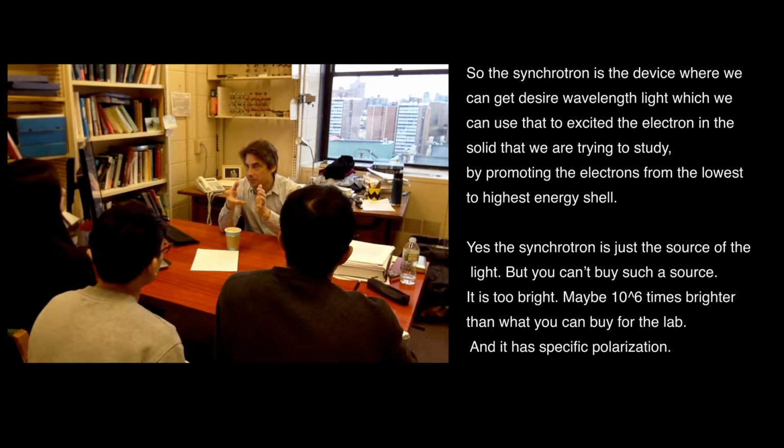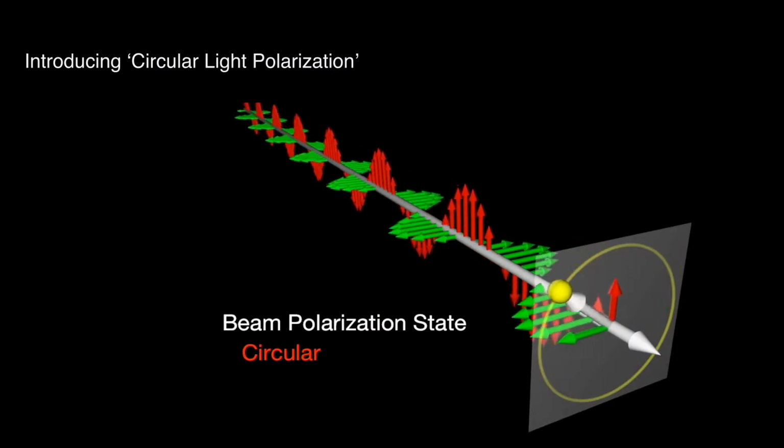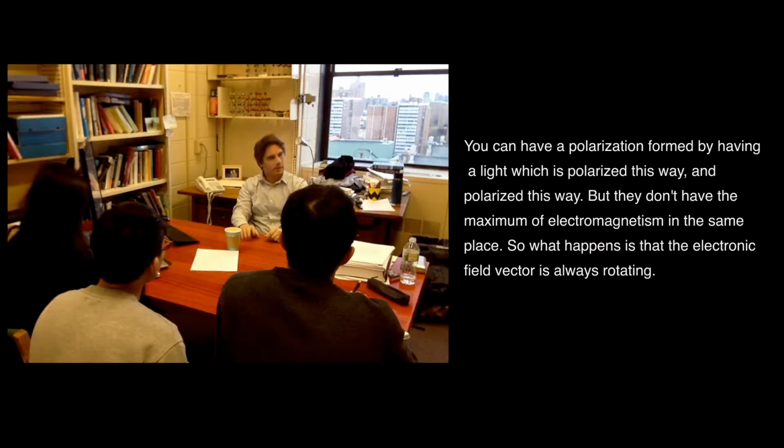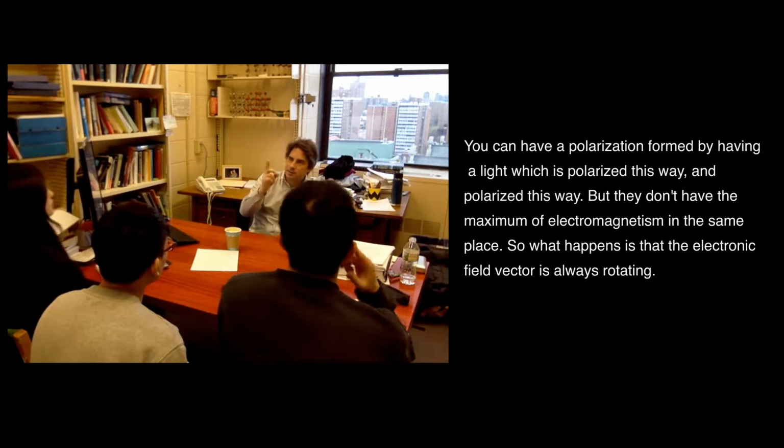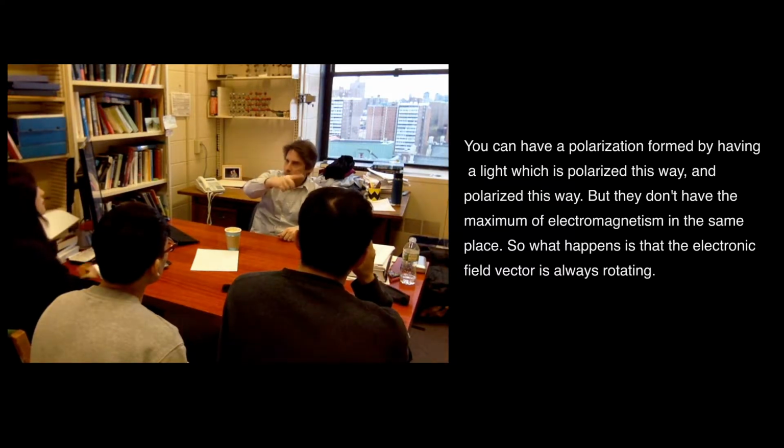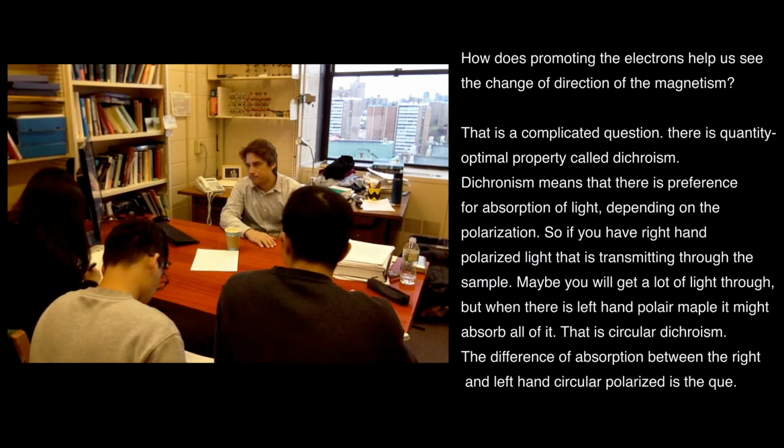And it has a specific polarization, formed by having light which is polarized this way and polarized this way, but they don't have their maxima in the electric field in the same place. So what winds up happening is that the electric field vector is always rotating.